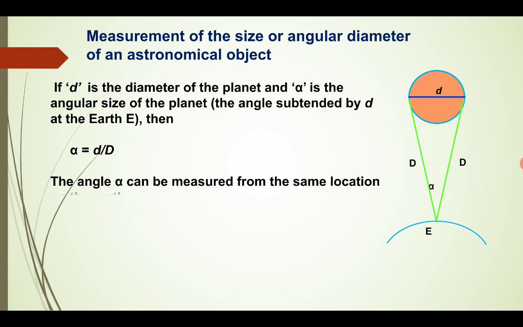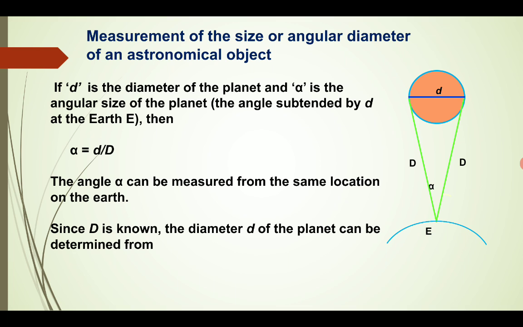So it is the angle between two directions when two diametrically opposite points of the planet are viewed through the telescope. Now, as D is known, the distance of that planet from the Earth, the diameter of the planet can be easily found using the relation d equals alpha times D. So this parallax method can be used in so many ways in order to figure out things about astronomical, that is, celestial objects.